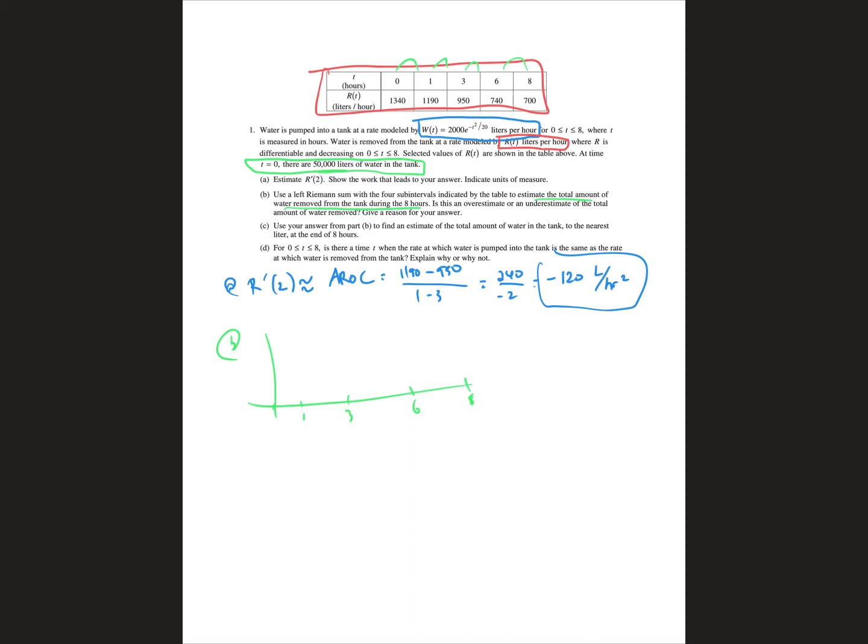And my points, this is at 1340, this is at 1190, and I'm totally not even trying to make this to scale. 950, 740, 700. So they want to use a left Riemann sum. So I'm going to subdivide my interval, and I'm going to use the left-hand intervals to dictate the heights.